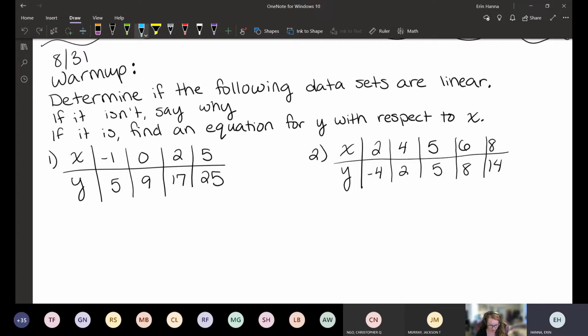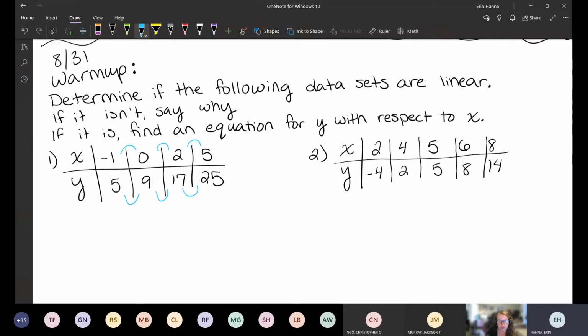Okay, let's go ahead and start talking about this. Determine if the following data sets are linear. Remember, that's where we have to check to make sure the slope is constant. My little shortcut way of doing that was to do the little loopy loops and figure out how the x's are changing and how the y's are changing.